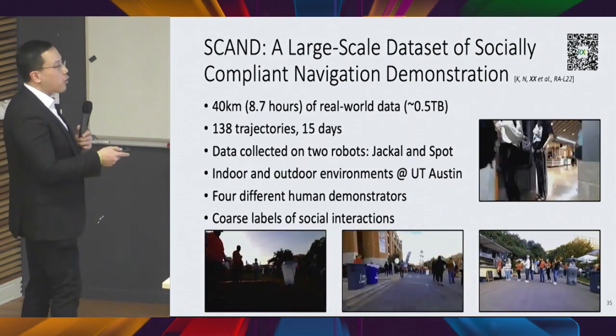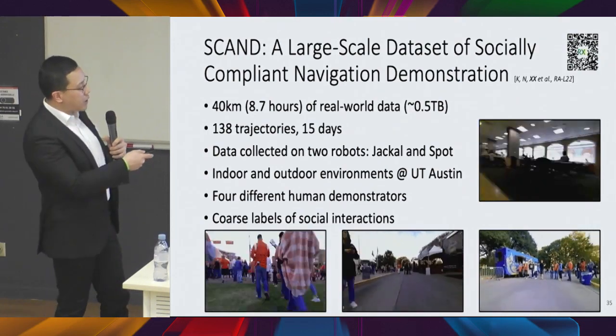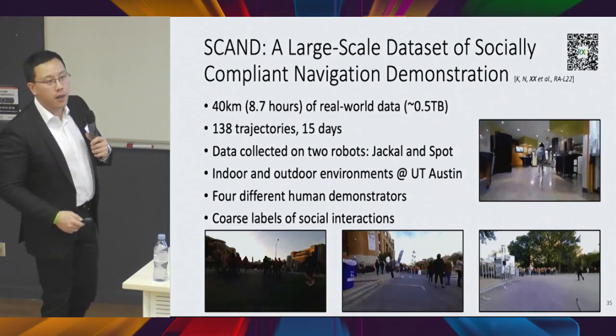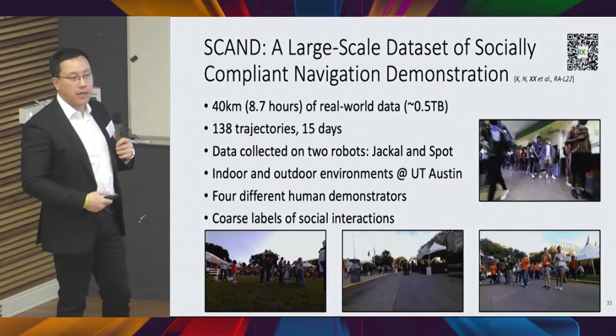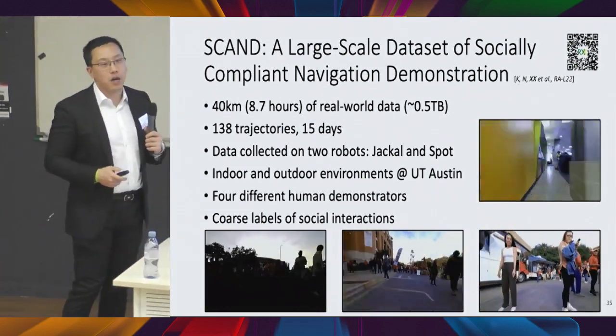And we also provide some coarse labels of social interactions in the data set to give you an idea what is going on in each of those navigation demonstration trials. So this is a pretty decent amount of data for us to learn something out of it, right? But what if you want more? More data is almost always going to be helpful, right?